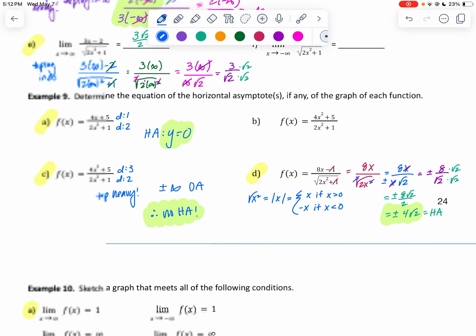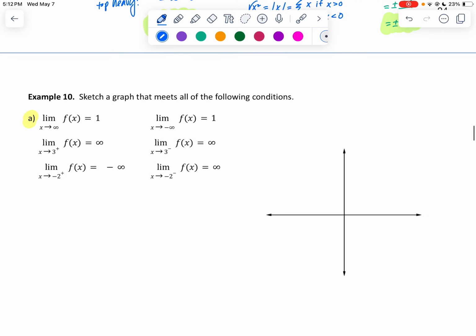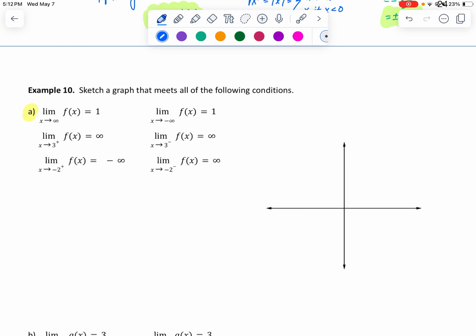All right, last and final one, we're going to go ahead and sketch a graph that meets all the following conditions. So again, we've seen this before. We're going to be graphing rational equations, all this fun stuff. We have actually graphed these before, and now we're in terms of limits.